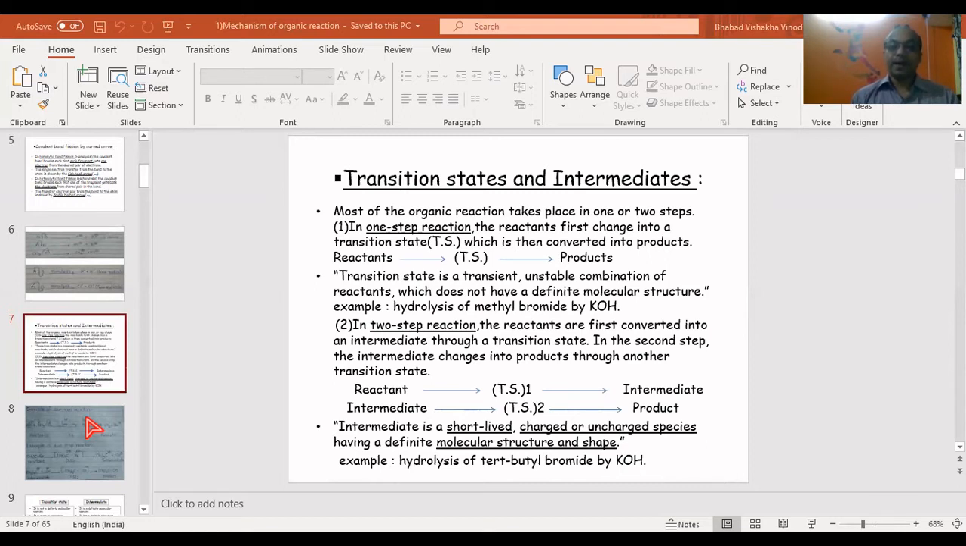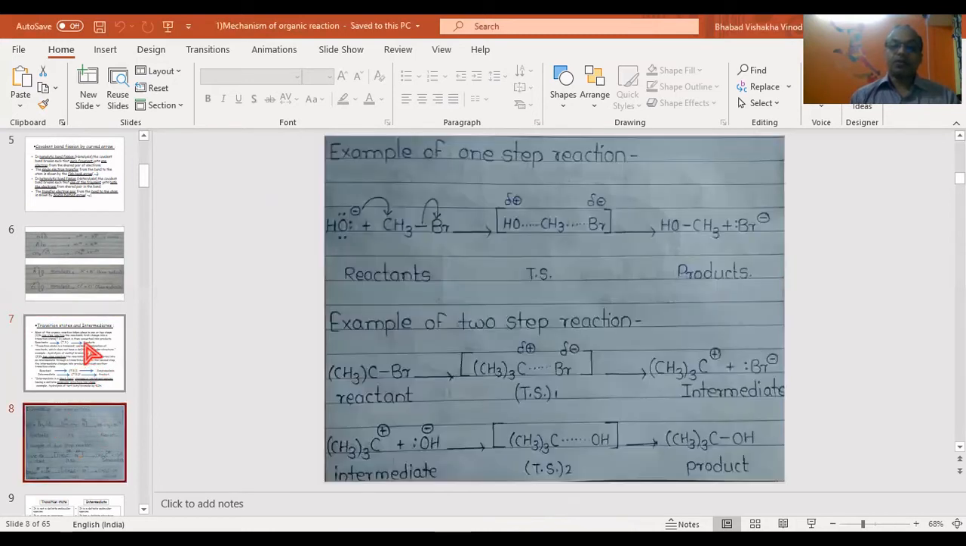Now, in a two-step reaction, the reactants are first converted into an intermediate through a transition state. In the second step, the intermediate changes into product through another transition state. Here, the reactant is converted to transition state number 1, then it is converted into an intermediate, and that intermediate will be converted to a second transition state, and finally it gets converted into a product. It happens in a two-step reaction where two transition states are formed. Now, an intermediate is a short-lived charged or uncharged species.